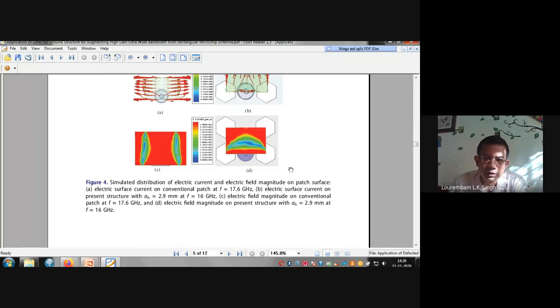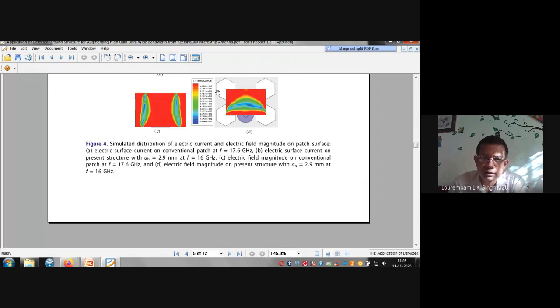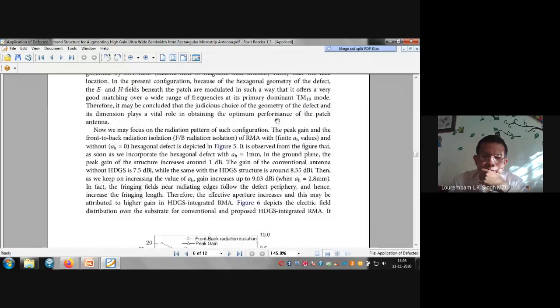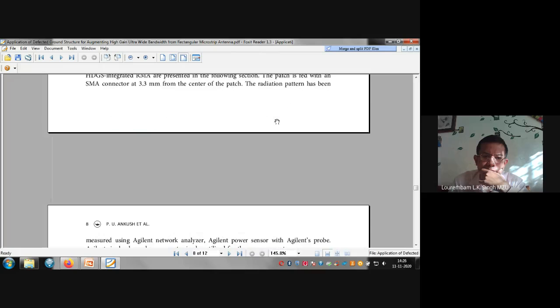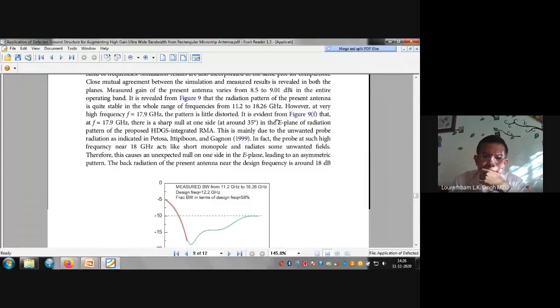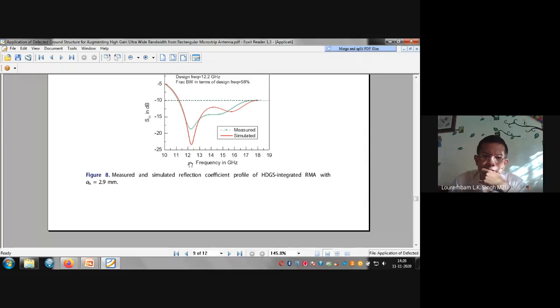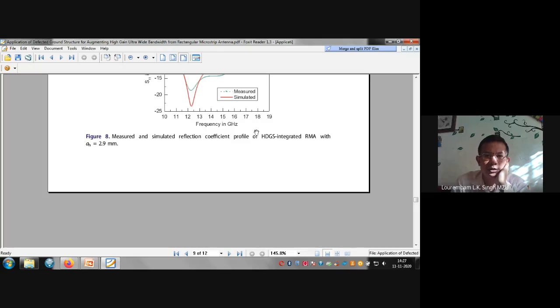With one of our researchers. So this is the ground plane. Here we can see the electric field magnitude, which we can show from here. It is covering quite a large range, from around 11 point something up to the higher end. So the whole of the Ku band is covered, with the simulated and the measured results.